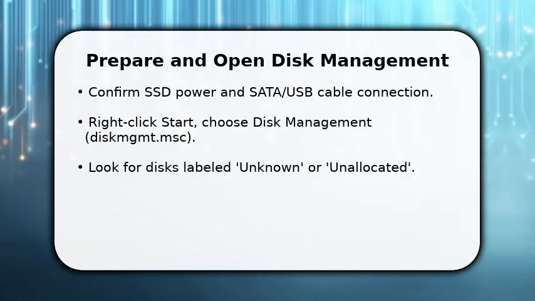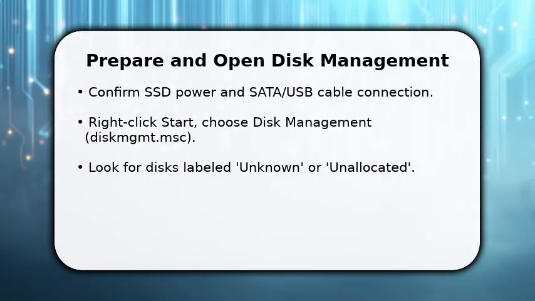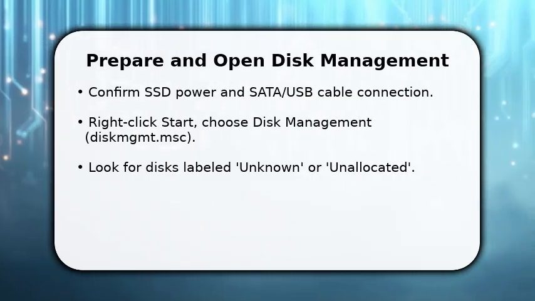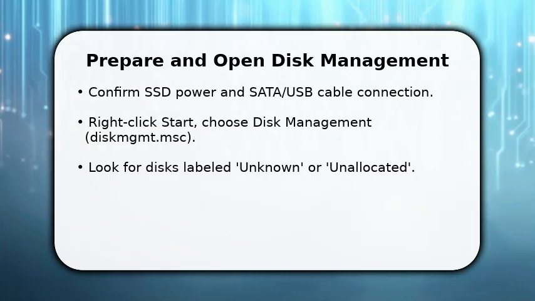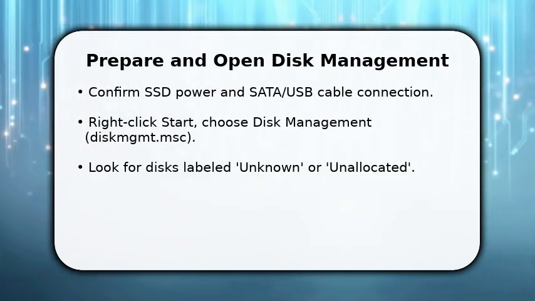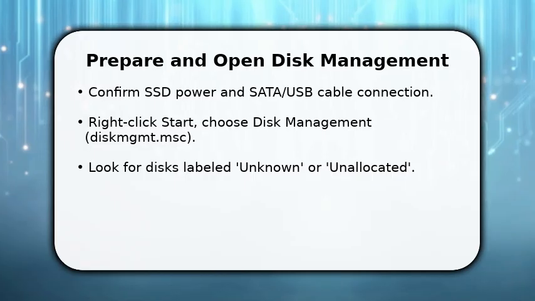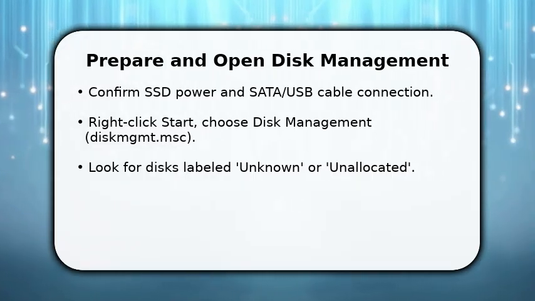Next, open Disk Management. Right-click Start and select Disk Management so you can see raw devices. Once there, you'll immediately scan the list for a disk marked Unknown, Not Initialized, or Unallocated. That's almost always the new drive. Make sure to note the disk number. You'll need it for the next steps when initializing and partitioning the device.